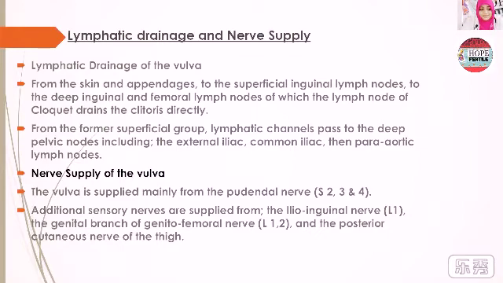The vulva is supplied mainly from the pudendal nerve, that is S2, S3, and S4. Additional sensory nerves are supplied from the ilioinguinal nerve, that is L1, the genital branch of the genitofemoral nerve, that is L1, L2, and the posterior cutaneous nerve of the thigh.